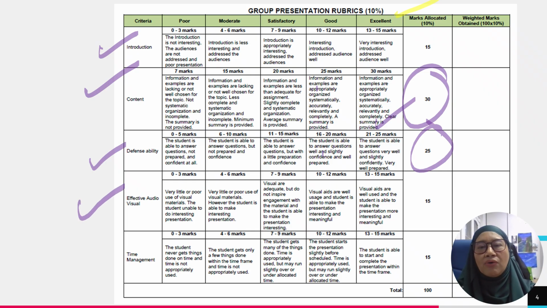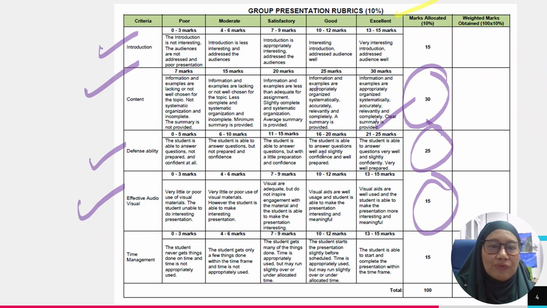Okay, next is effective use of audio visual. Okay, so this one is worth 15 marks. So visuals are not decoration, they should enhance understanding. So use slides, video, or prototype meaningfully. Okay, the best teams integrate visuals seamlessly into their storytelling to make the presentation engaging and memorable.